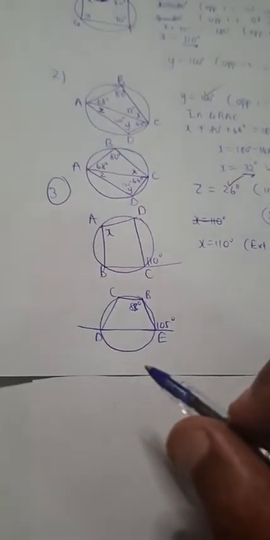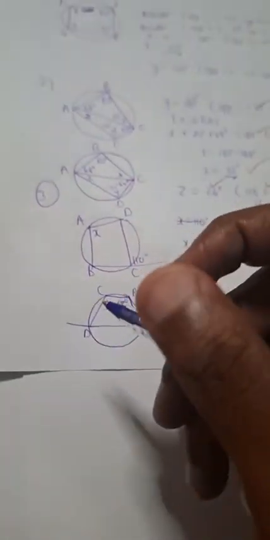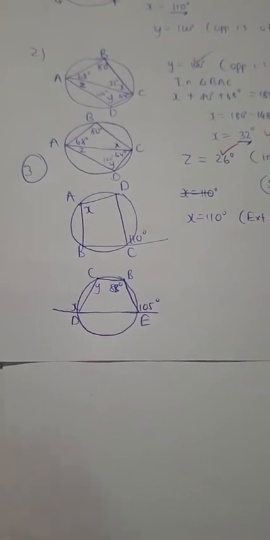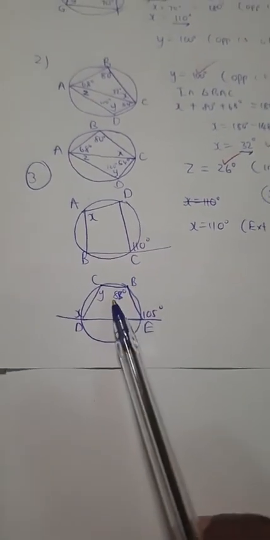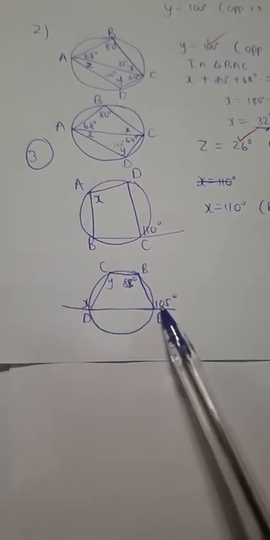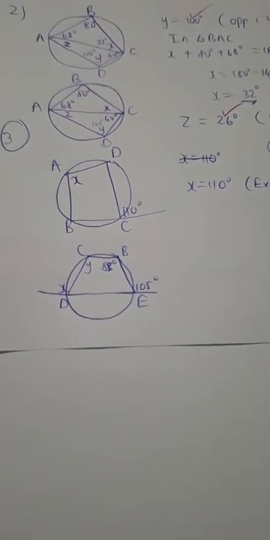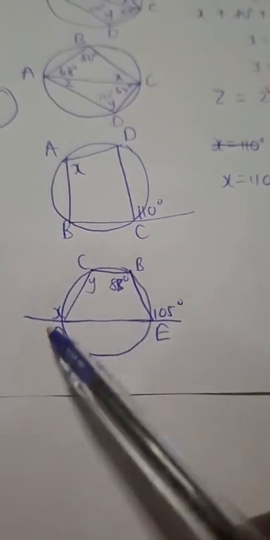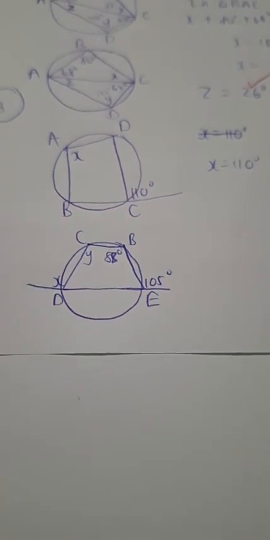Please, you don't want inboxes. C, D, E, B. This is 88 degrees. This is 105. We want x and y.